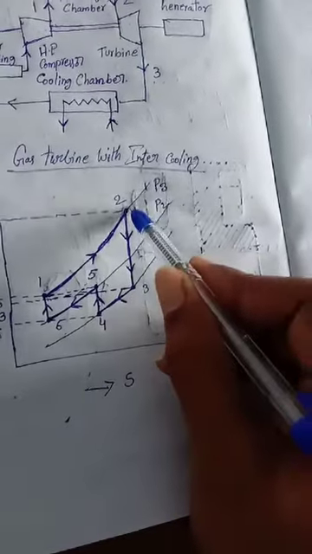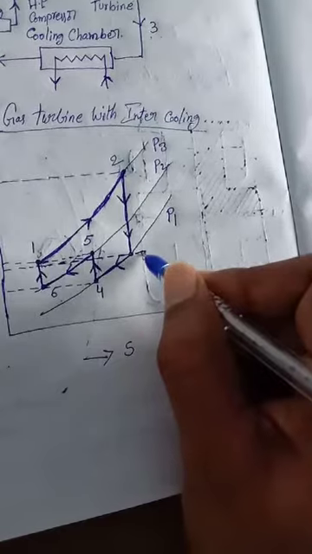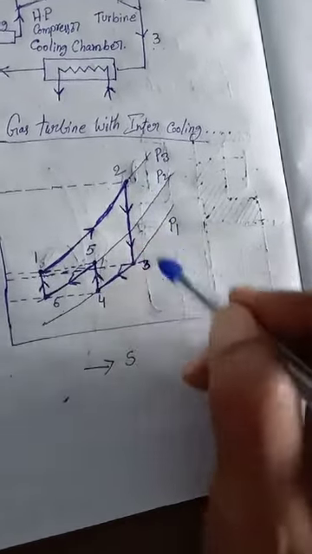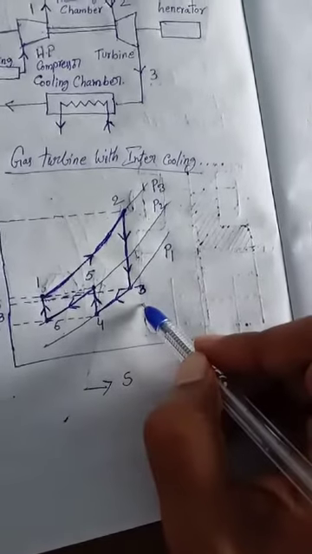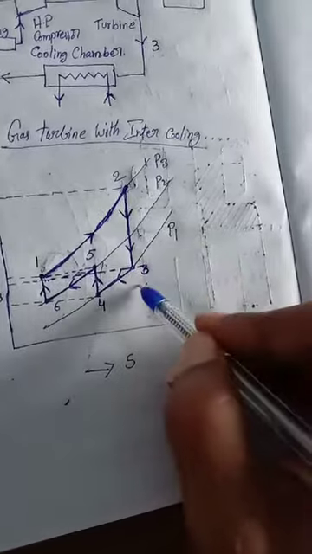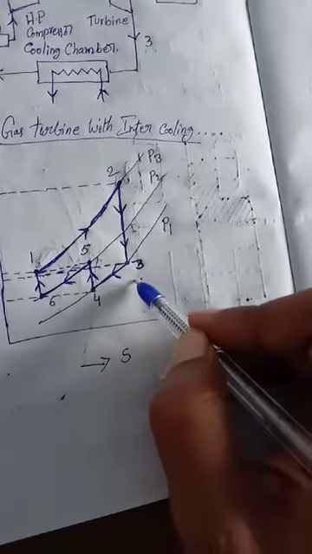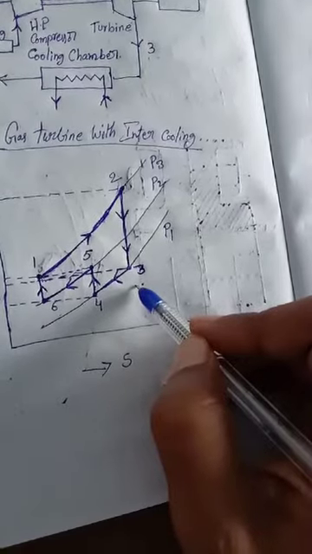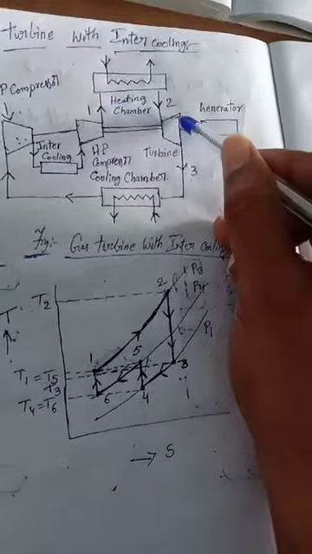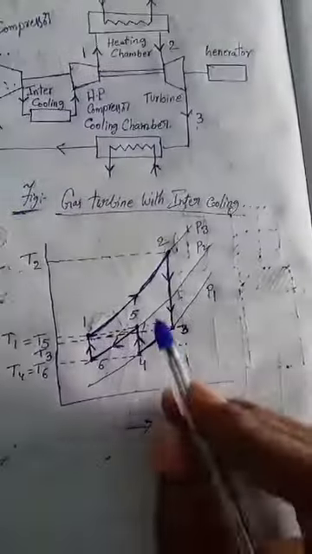Then the process 2 to 3. Here we can observe process 2 to 3 shows isentropic expansion. This is called isentropic expansion of air in the turbine. That is also nothing wrong, as in the previous cycle also.